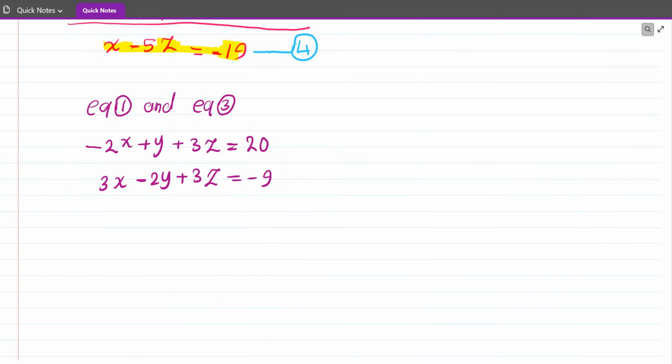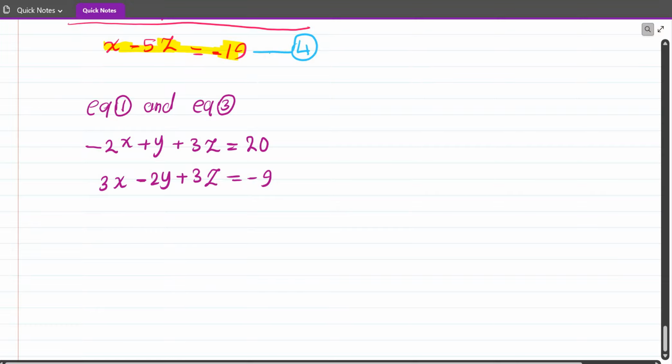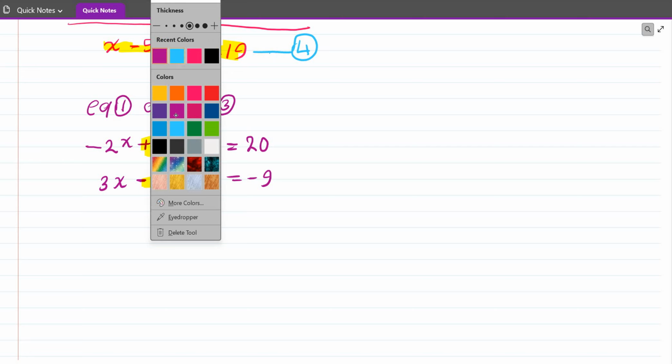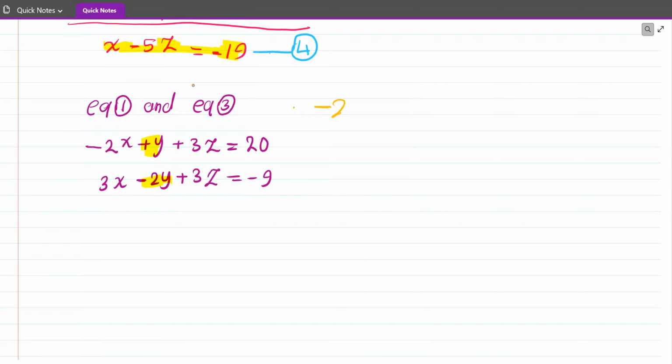Alright, dear students, I already wrote equation 1 and 3. Now we need to cancel y because we already cancelled y in equation 4. So how can I cancel y? Note that here the coefficient is positive 1. The coefficient here is negative 2. So how can I make them the same coefficient such that I get 0, to cancel it? Dear students, negative 2 plus how much equals 0? Of course, plus 2, right? So I need to make this coefficient 2. How can I make this one 2? By multiplying everything by 2, correct?